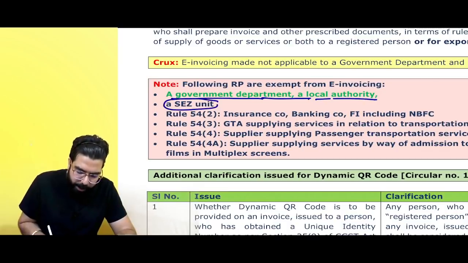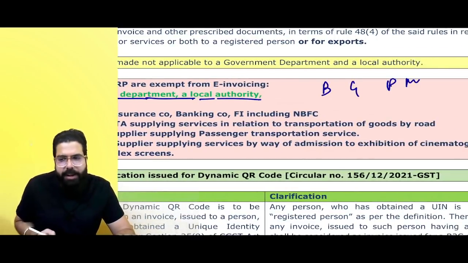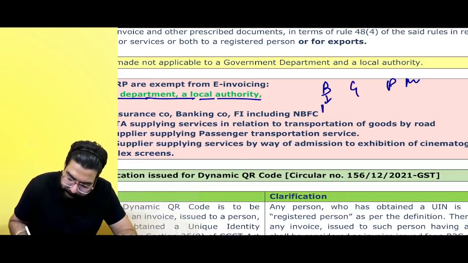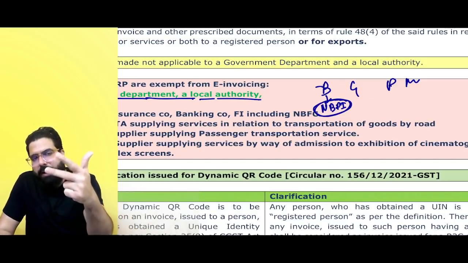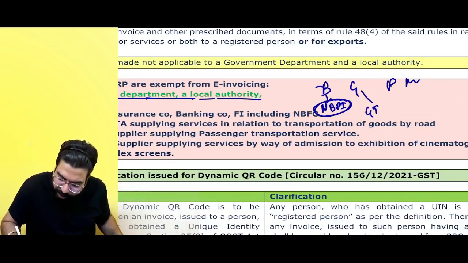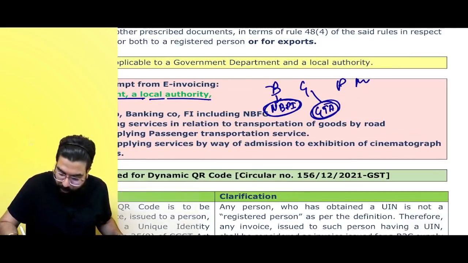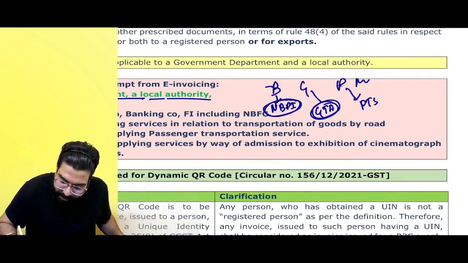Earlier also it was not applicable to SEZ and BGPM. Yes, sir, what is BGPM? B is for banking company, so that includes NBFC, banking company, financial institution and insurance companies. G is for goods transport agencies. If you are a goods transport agency, e-invoicing provisions are not applicable to you also. P is for passenger transportation services.